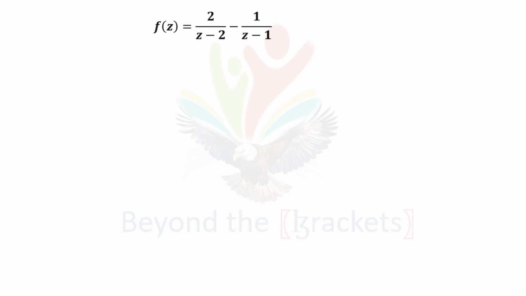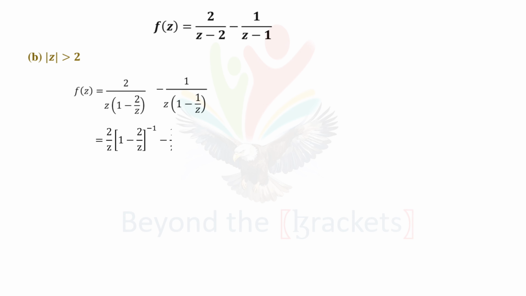For the second condition, we are given modulus of z greater than 2. For the first term, we get 2 divided by... Since modulus of z is greater than 2, we take z common in the denominator to get 1 minus 2 by z. For the second term, we get 1 divided by... Since modulus of z is greater than 2 implies modulus of z will be greater than 1, taking z common, we get 1 minus 1 by z. Expressing the terms in the inverse form, we get 2 by z into 1 minus 2 by z whole inverse minus 1 by z into 1 minus 1 by z whole inverse.